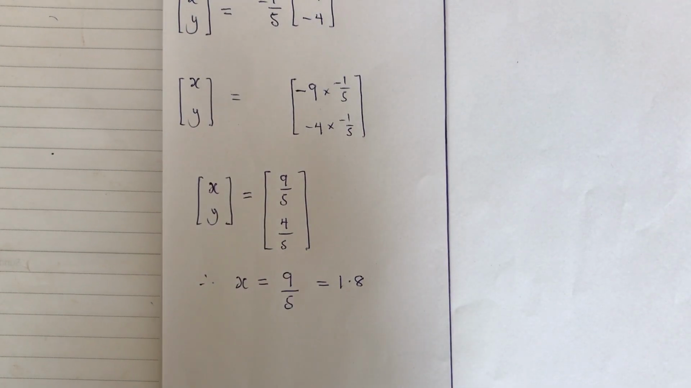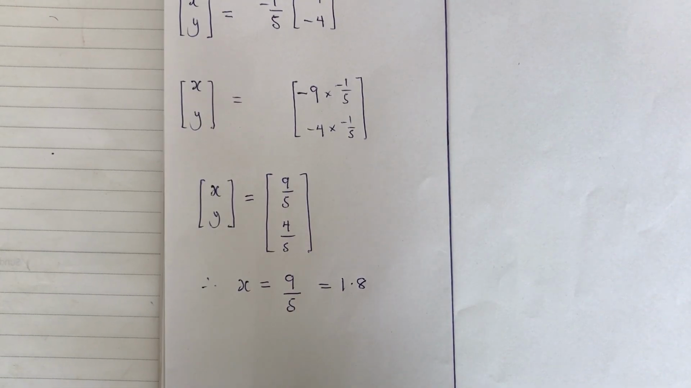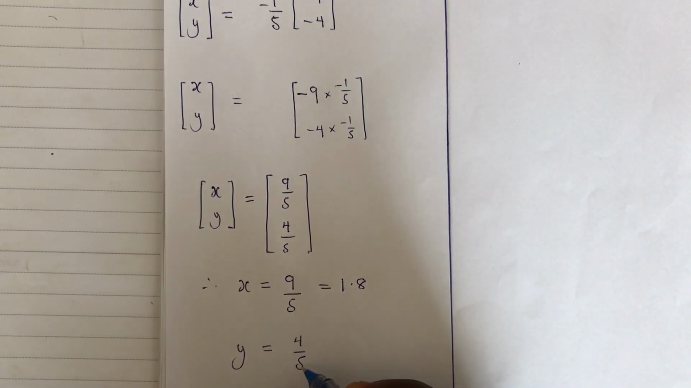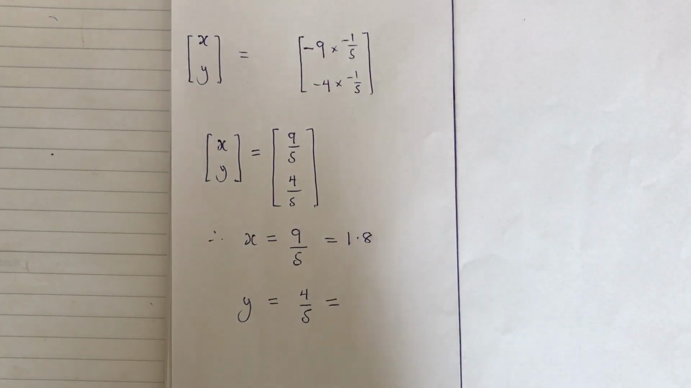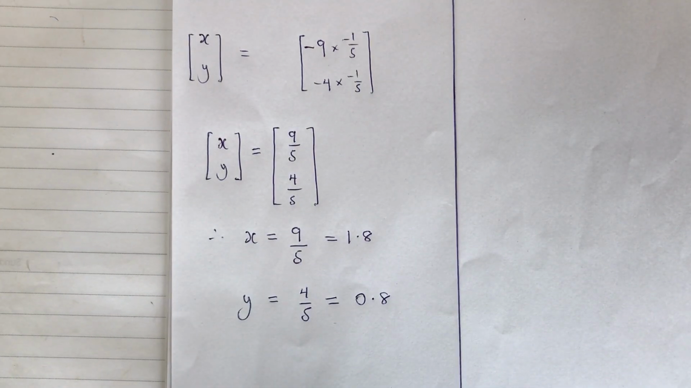This means the cost of 1 kenke equals 1.8 Ghana cedis. And then the cost of 1 fish is y equals 4 over 5, which is giving us 0.8, which means the cost of one fish that they bought was 0.8 cedis. So that is it. So you can write that in statement for the examiner. The cost of one kenke equals 1.8 cedis. The cost of one fish equals 0.8 cedis. And that is it. You are done.